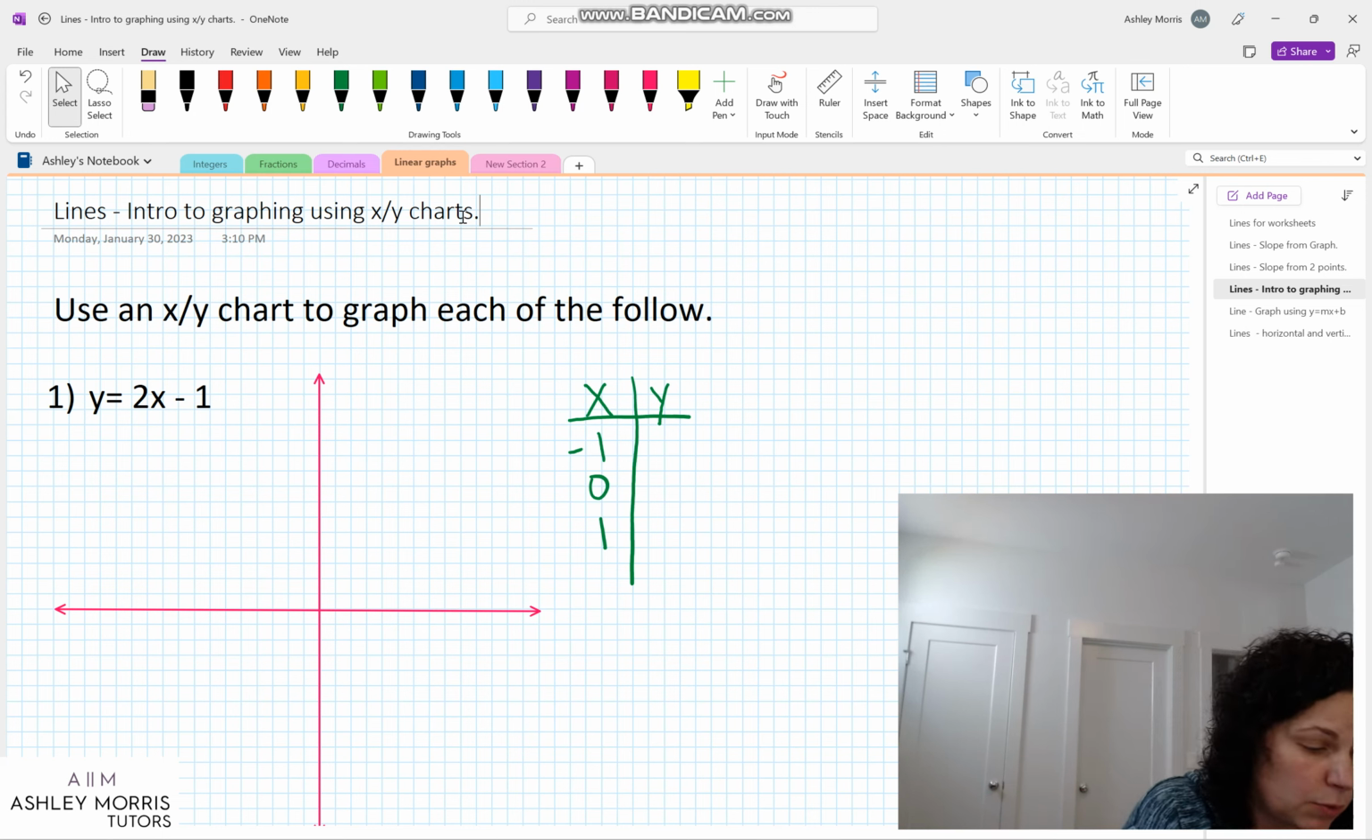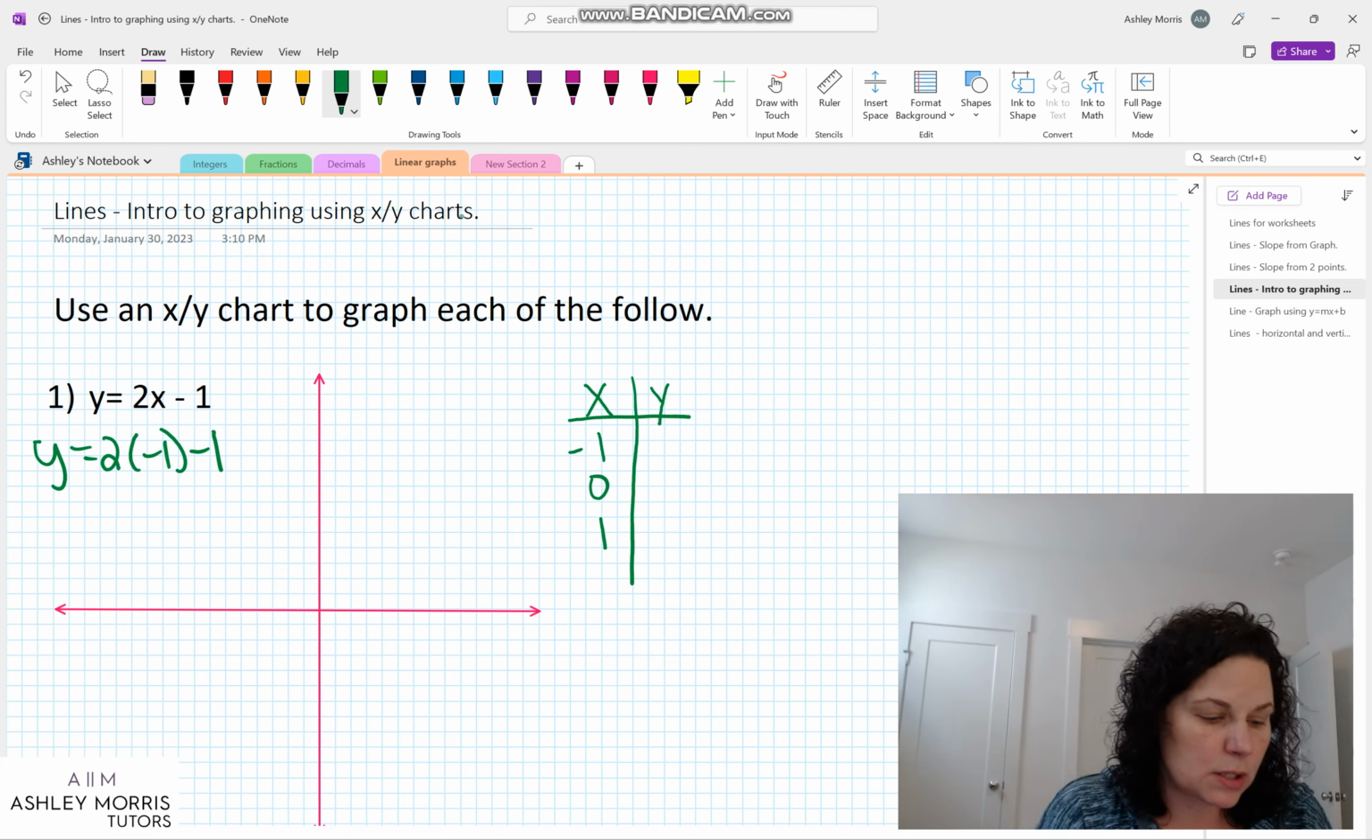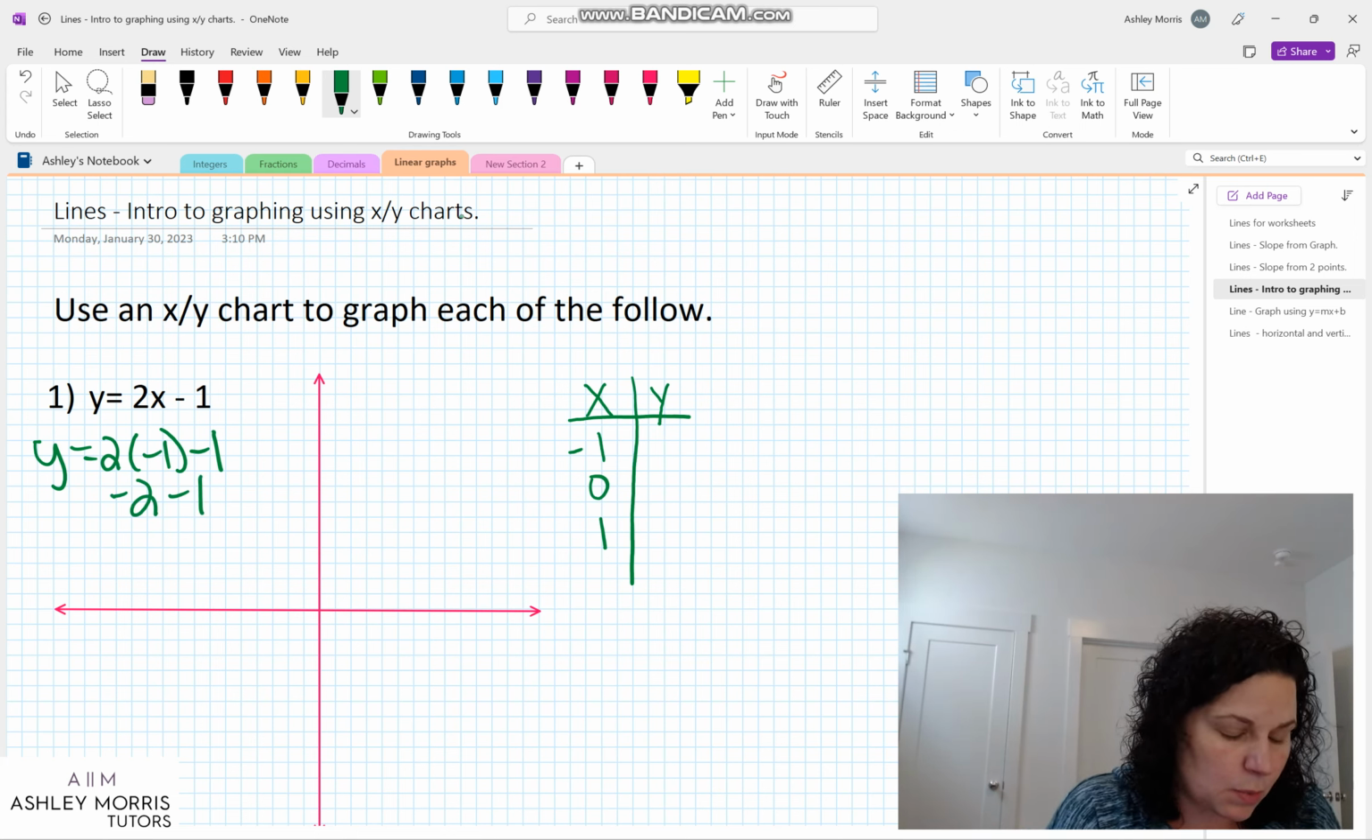I'm going to plug in -1. Y equals 2 times -1 minus 1. And then let's do some order of operations. Let's multiply, and then we can add or subtract. So that gives me -3.